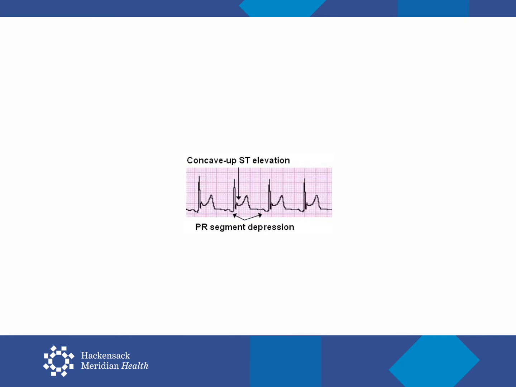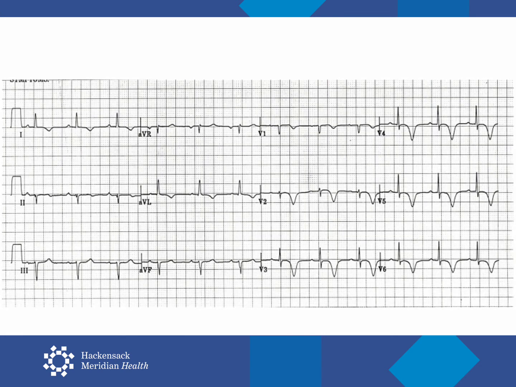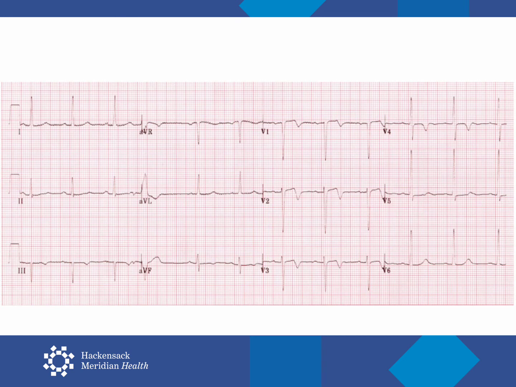This is a close-up of the PR depression associated with a concave up ST segment elevation. If seen diffusely, this would be pericarditis. Now let's look at something else. Look at this tracing. Do you see ST segment elevation? No, not really. But you do see deep, concerning-looking symmetrical T-wave inversion across the lateral leads and across the precordium. Here you see deep, biphasic T-waves in areas of the precordium.